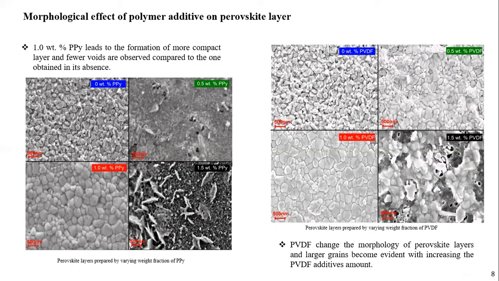Besides, SEM images show excessive amount of polymer causes perovskite crystal to precipitate and agglomerate. Therefore, unsmooth perovskite layer with more voids are gained for this perovskite layer.